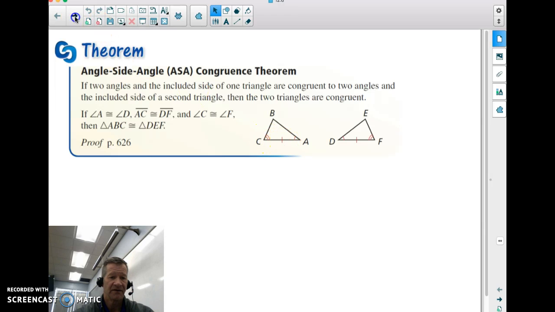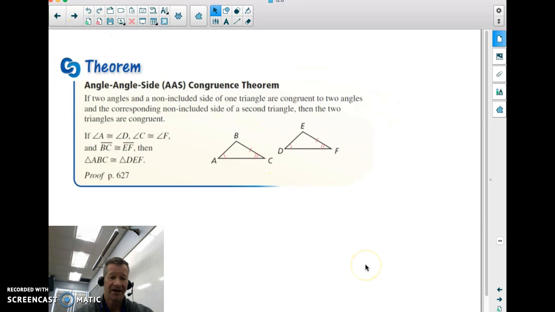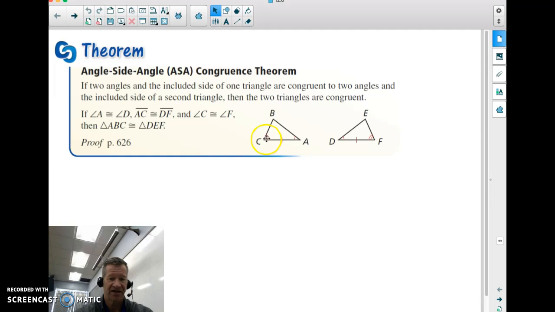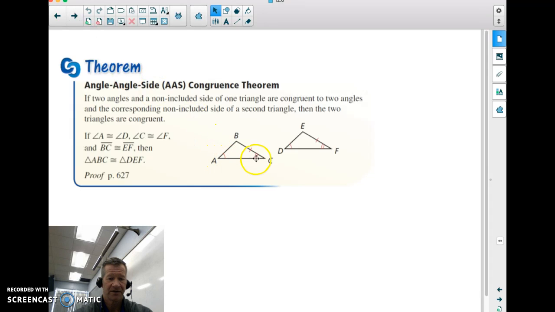Okay? Then we have one called angle angle side, which looks similar. We got two angles and a side again, but this time the congruent side is not the included side. So you notice BC is congruent to EF. It is not the side that joins angle A and C and D and F. So that's called angle angle side. So look at the pictures, understand the difference. There's angle, then a side, then an angle, where the side is included, and then an angle, and then an angle, and then a side that is not included.